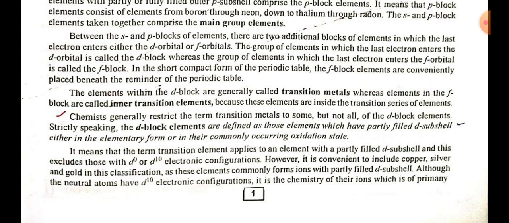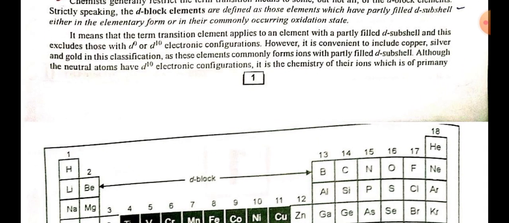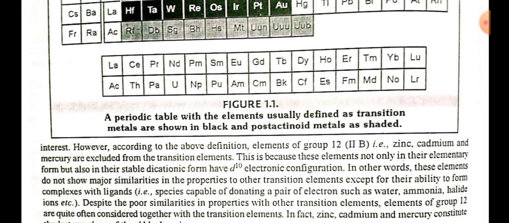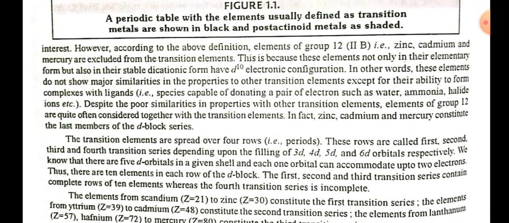However, it is convenient to include copper, silver, and gold in the classification, as these elements commonly form ions with partly filled d subshell. Although the neutral atoms have d10 electronic configurations, it is the chemistry of their ions which is of primary interest.